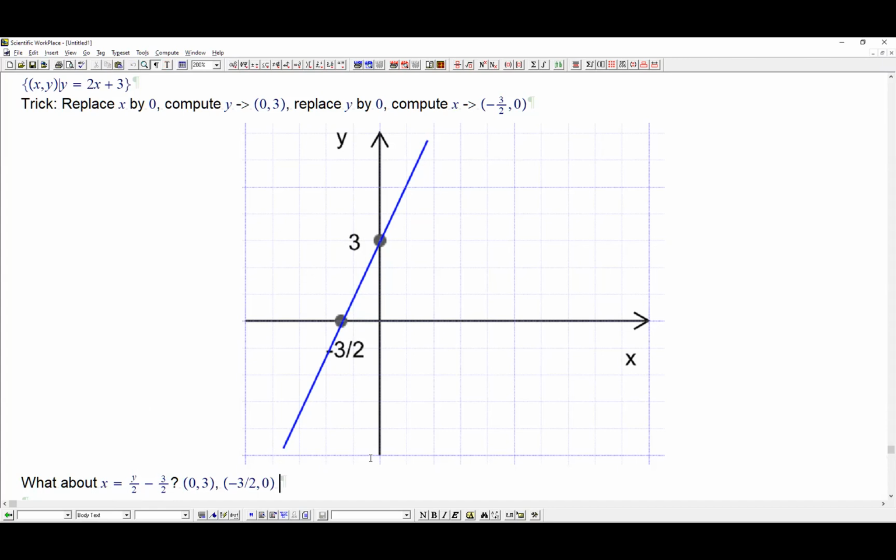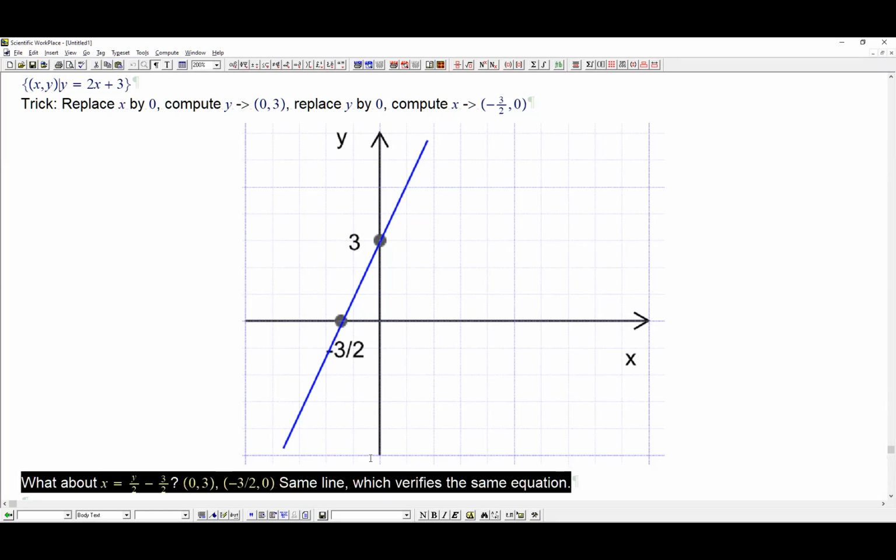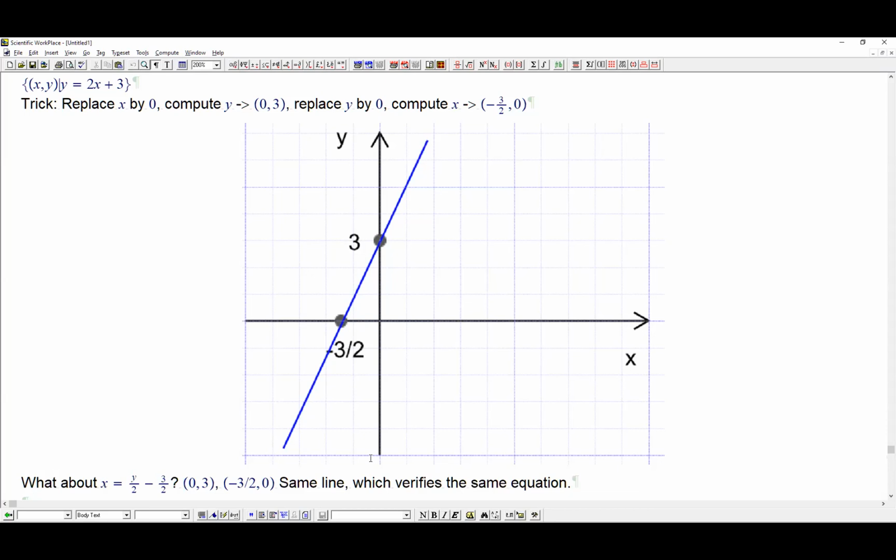Same line, which verifies the same equation. It looks trivial what I just did, but it's super important because where we're heading is linear algebra, linear systems of equations, what represents a system that we can solve, for which we can find a unique solution. So it's important that you see this.